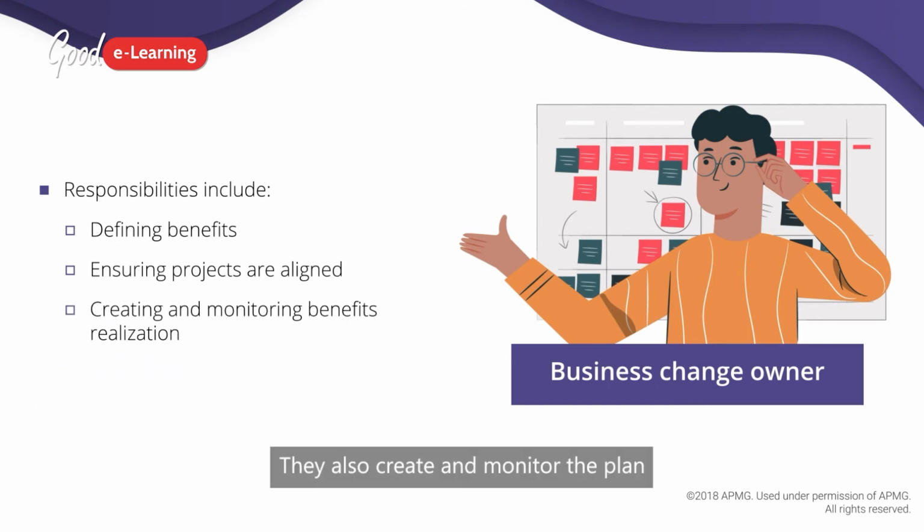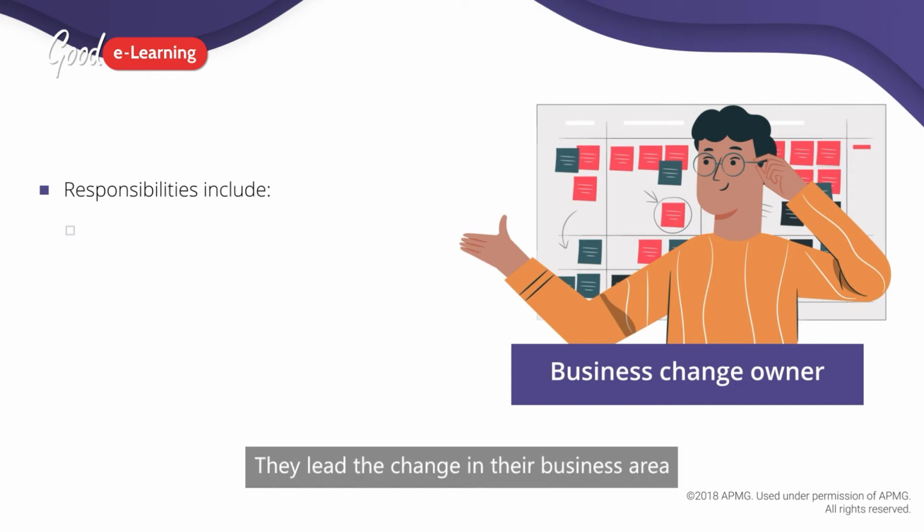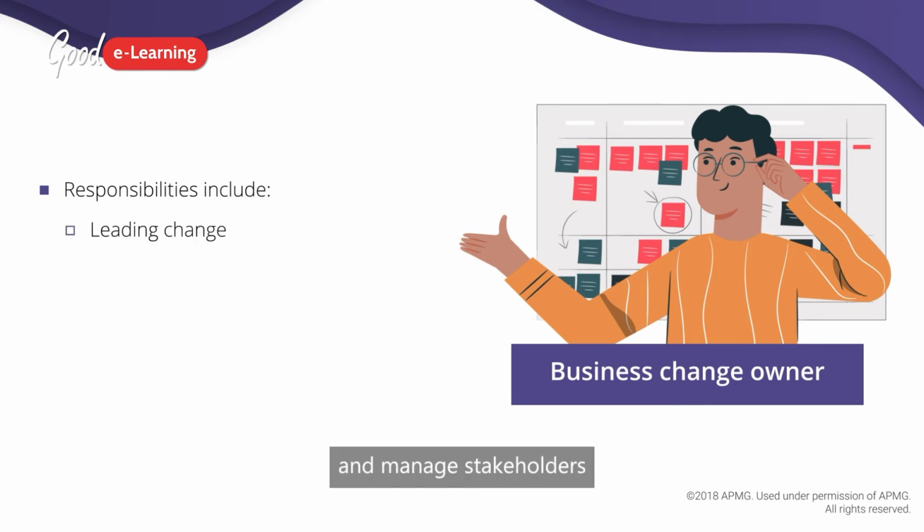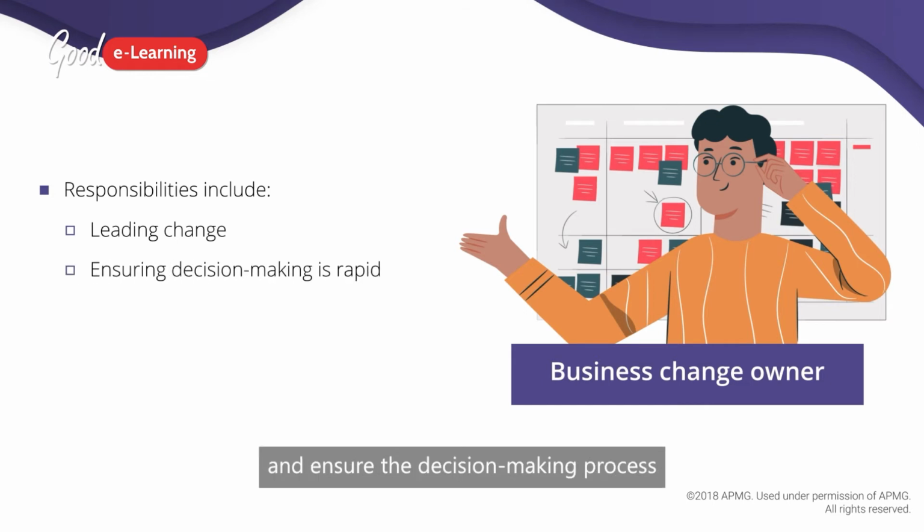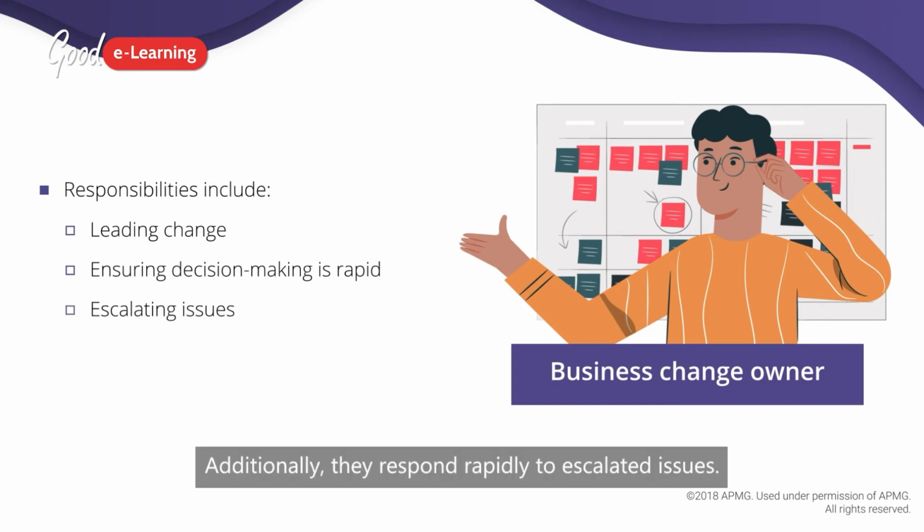They also create and monitor the plan for benefits realization in their area and react to business change to ensure that proposed benefits are still viable. They lead the change in their business area and manage stakeholders within their area of business, and ensure the decision-making process for escalated program issues is effective and rapid. Additionally, they respond rapidly to escalated issues.